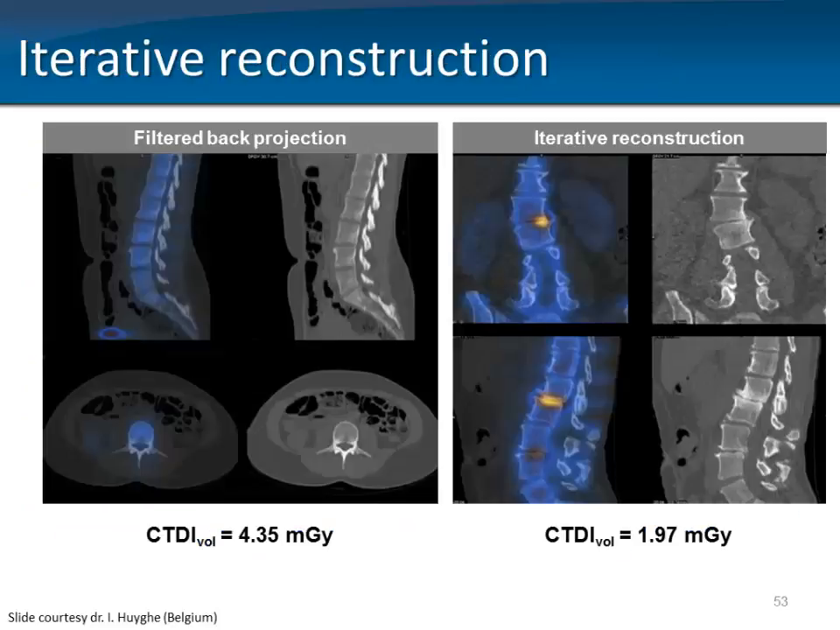And just to give you an idea of the impact the use of iterative reconstruction can have. So, 2 CTDI volumes for a spine study. This is an adult, I will admit. But you can see if you use filtered back projection, this is the number you would get, which you can more than halve, having equal image quality when you use an iterative reconstruction.